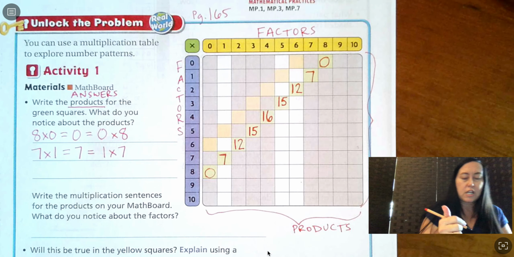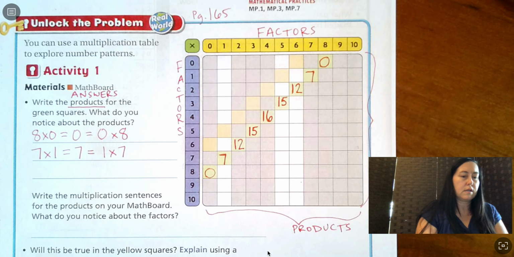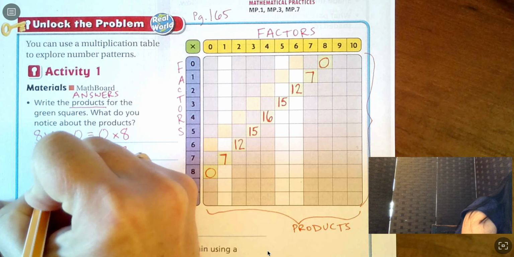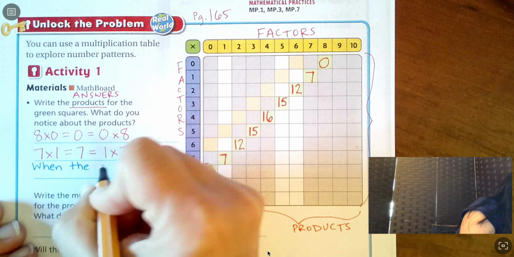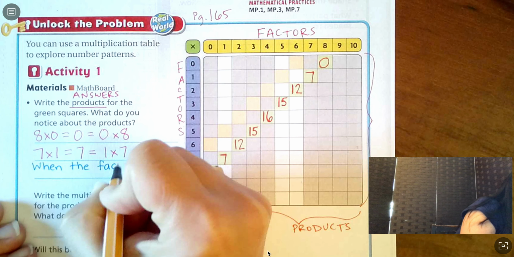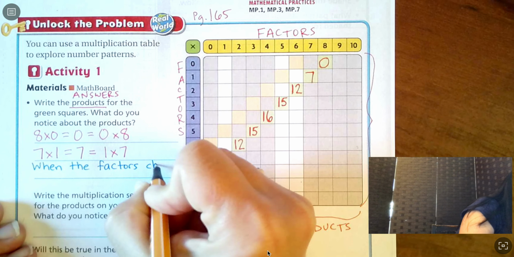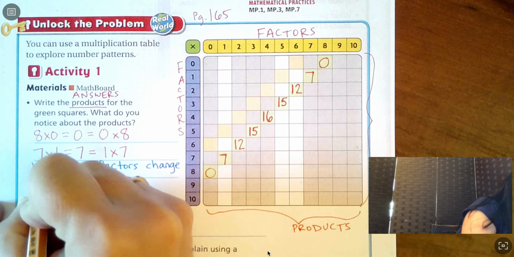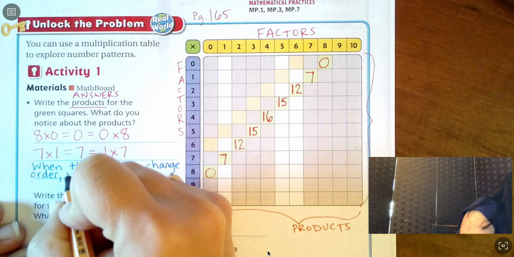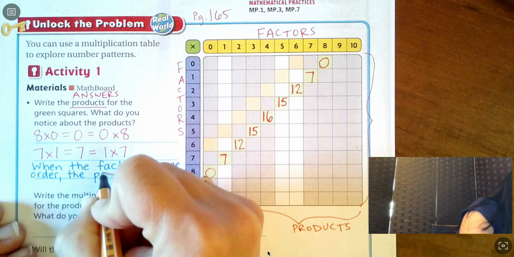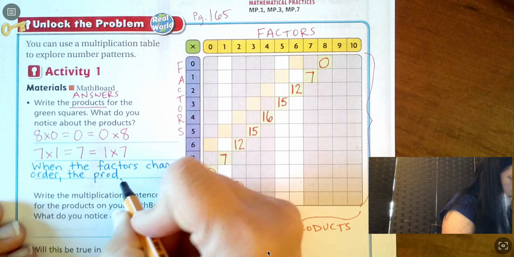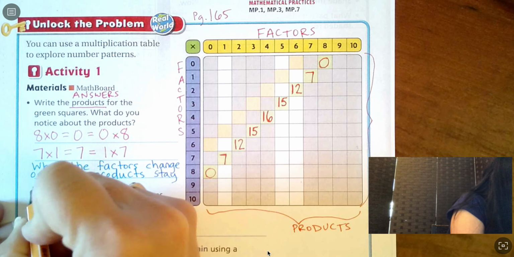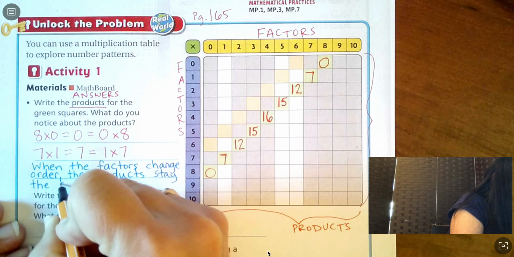So I'll change my color pen so it's a little easier to differentiate. But when the factors change order, the products stay the same.